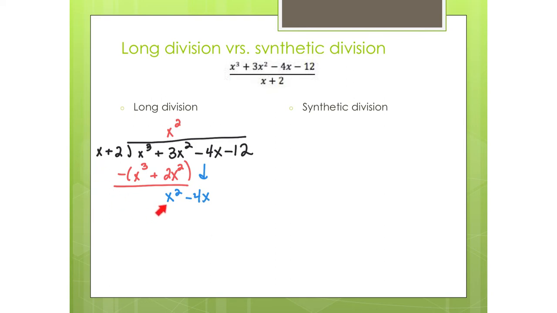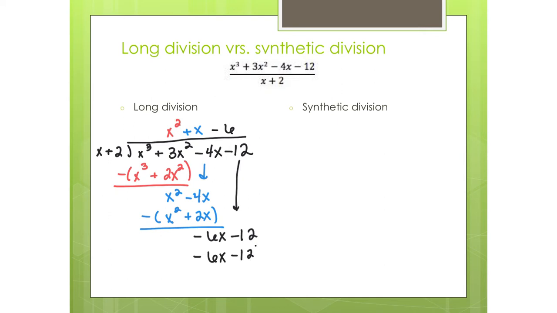So we're dividing x into x squared. That goes x times. Then we multiply that by the divisor out front, and we subtract. Then you drop down the next term. x goes into negative 6x, negative 6 times. And we multiply, and we subtract. This one gives us a remainder of 0. So the answer, using long division, is x squared plus x minus 6.